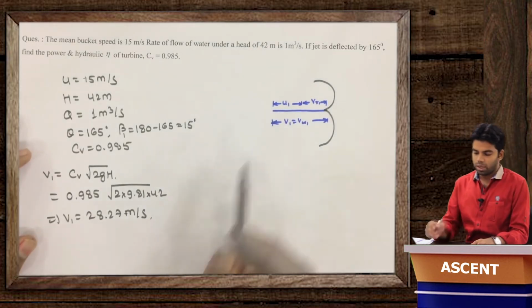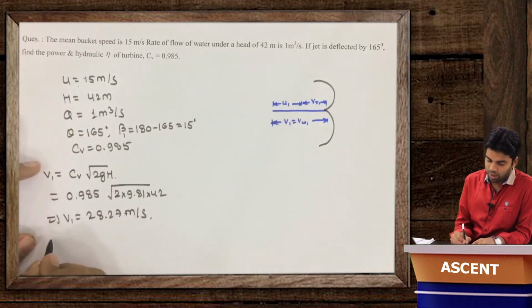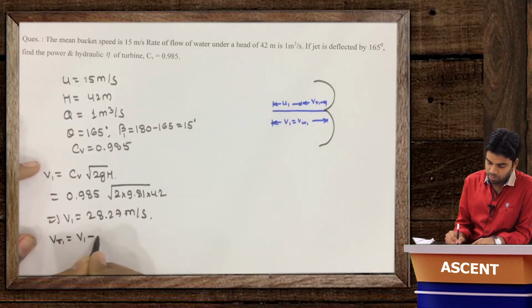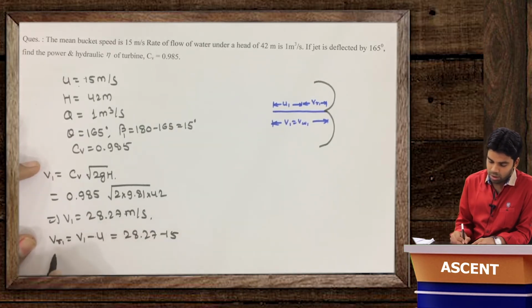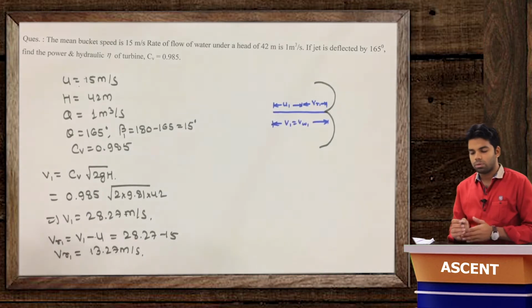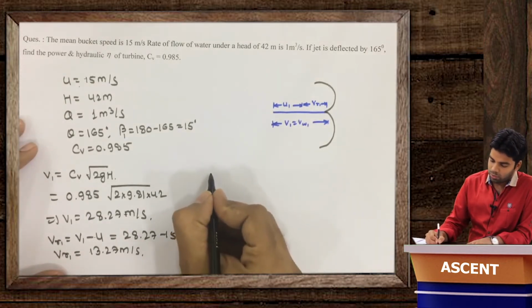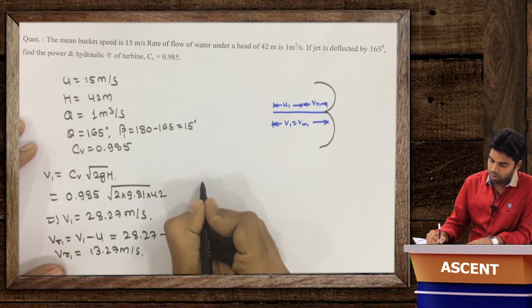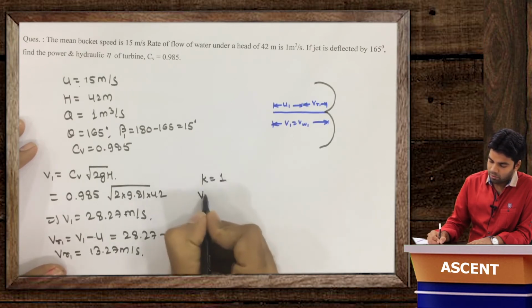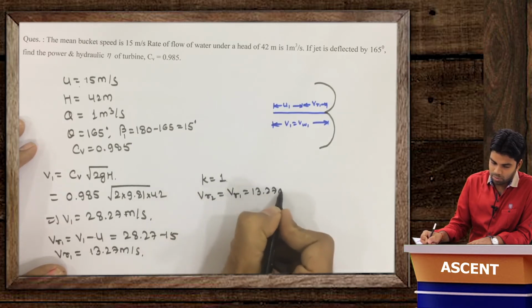Okay, now we have the value of V1, we have the value of u, we can determine the value of Vr1, which is equal to V1 minus u. So this will be 28.27 minus 15. So from here this Vr1 will be equal to 13.27 meter per second. Now as I told you, friction factor is not given, that means we will assume that friction factor k is equal to 1. So if k is equal to 1, Vr2 will be equal to Vr1, which is equal to 13.27 meter per second.